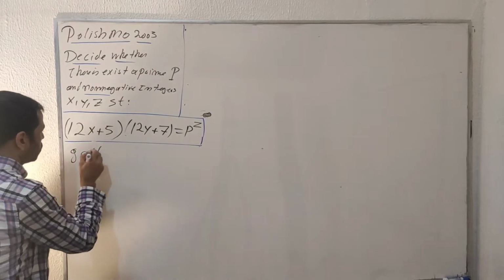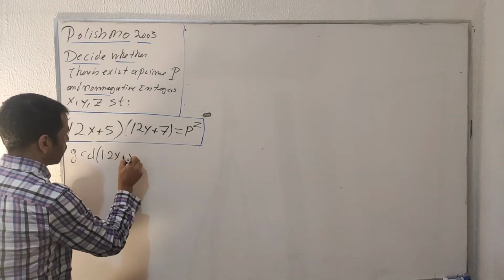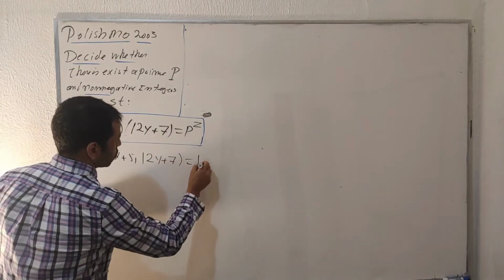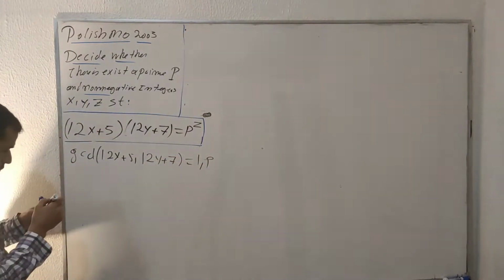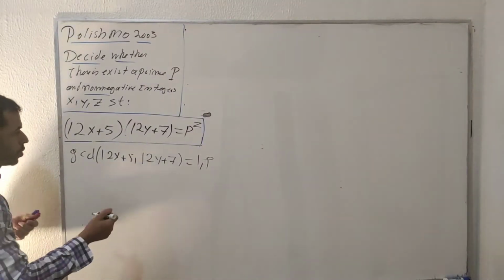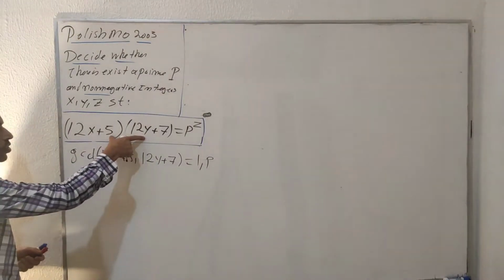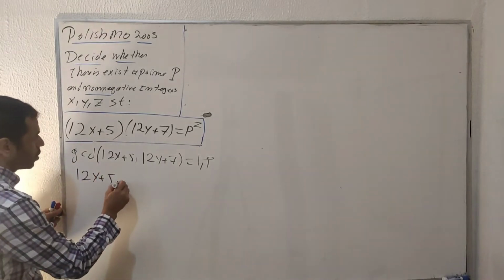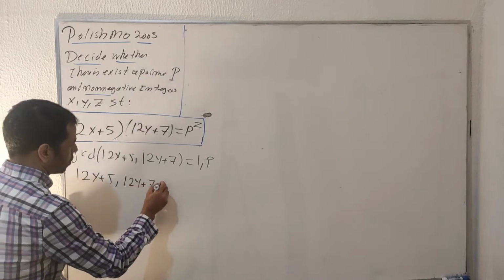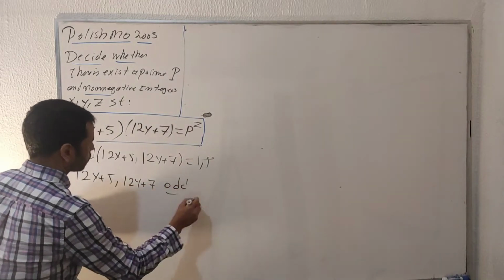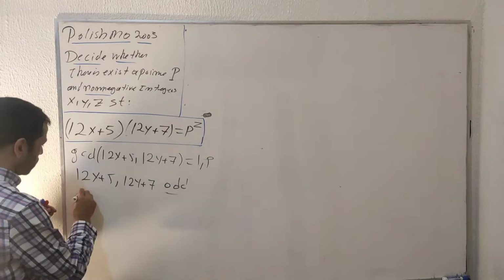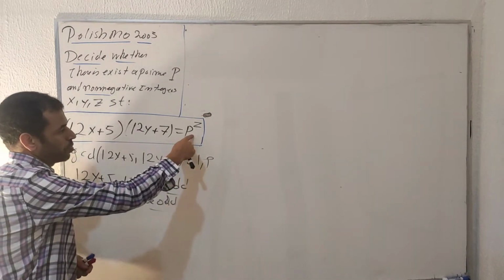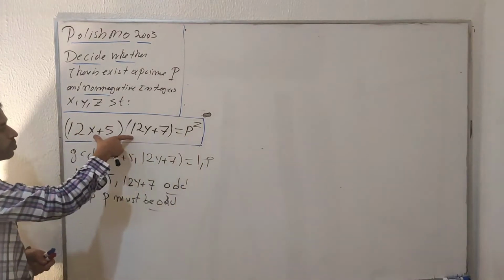The GCD of these two terms, 12x plus 5 and 12y plus 7, equals 1 or p, since we have a prime here. But remember, we have the linear combination here. Since 12x plus 5 and 12y plus 7 are odd, which means p must be odd. We cannot have p as an even prime while this product is odd.